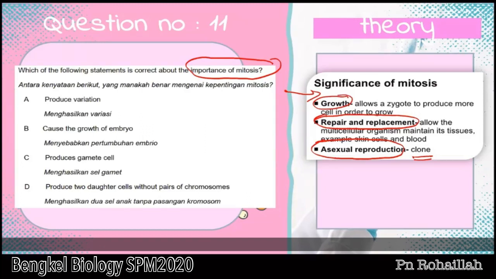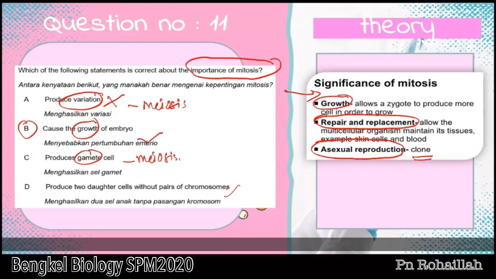Okay, which one is an important function of mitosis, is it to produce variation? No, variation is meiosis. Tulis sikit. Okay, growth. Yalah, betul. So the answer is B. Gamet? Salah lah, gamet mestilah meiosis. Okay, produce two daughter cells with a pair of chromosomes. Ni salah. Okay, next.